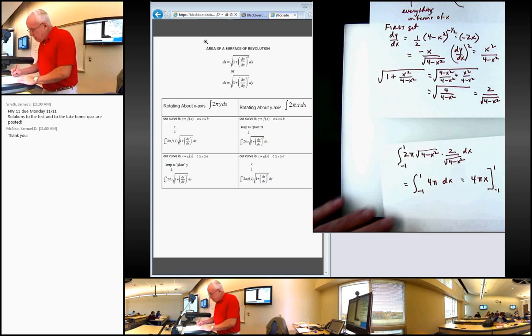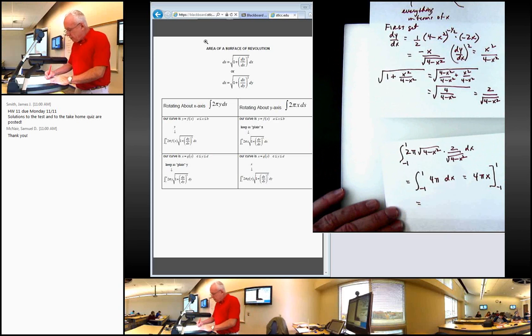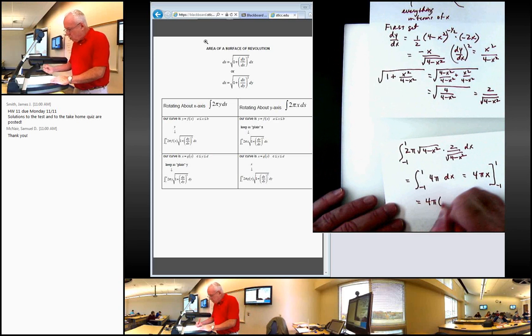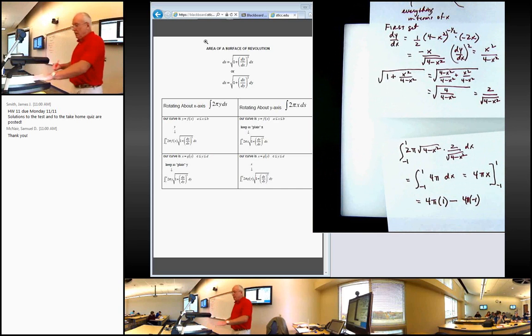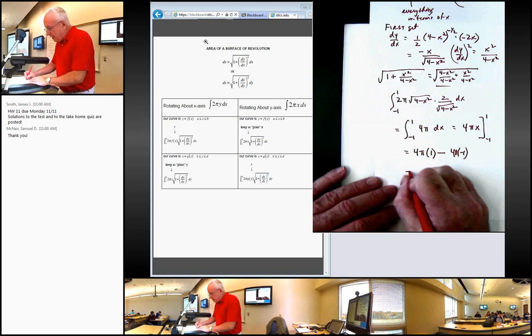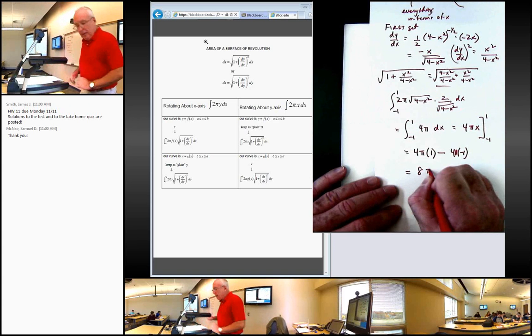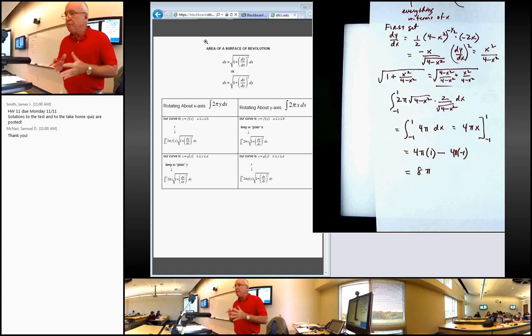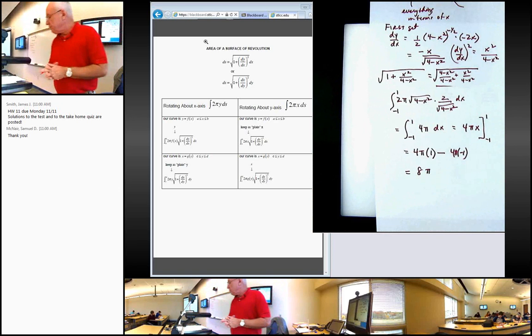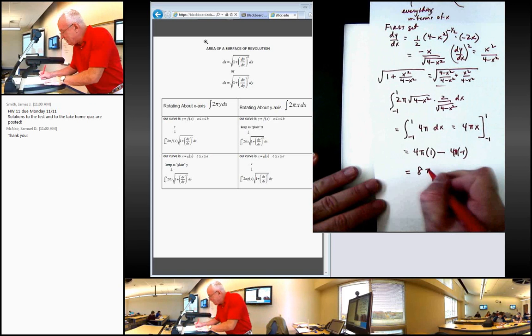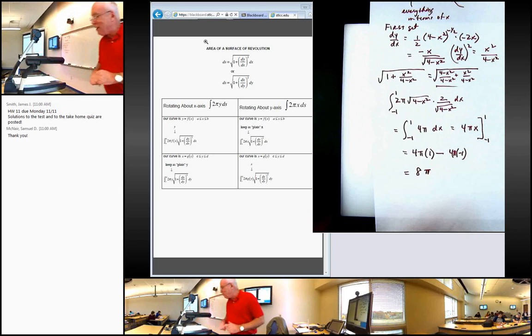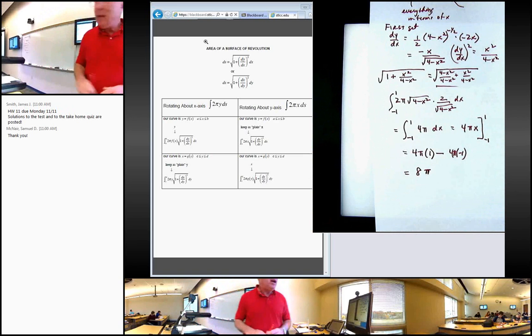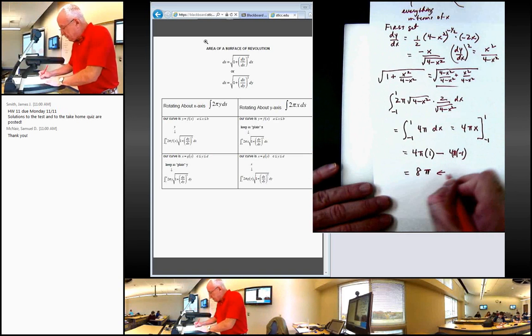Okay? All right, so let's plug in our numbers. That's going to be 4 pi times 1 minus 4 pi times -1. All right. So that double negative becomes a positive, and my definite integral value is 8 pi. All right. So that's my area.